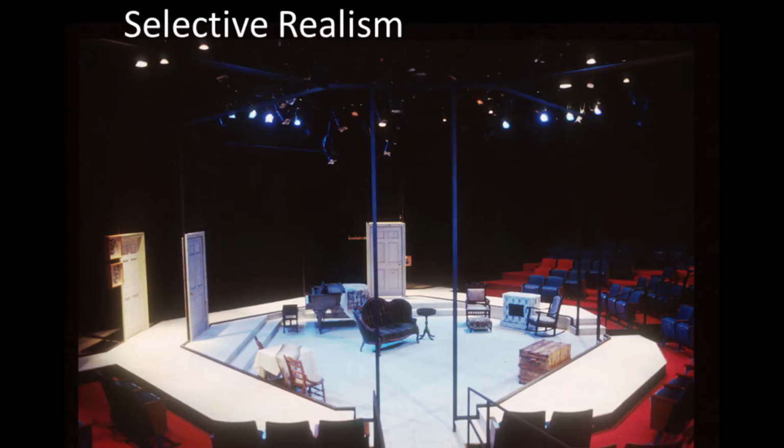Selective realism chooses specific items to be realistic that tells us the time and place. There are no walls here, but we recognize this to be a room with walls. The audience will suspend their disbelief. Often in the case of selective realism, the costumes will be more accurate to give the information about the time, setting and the world of the play.